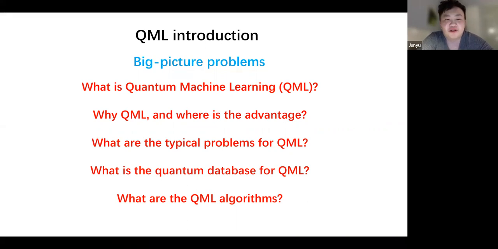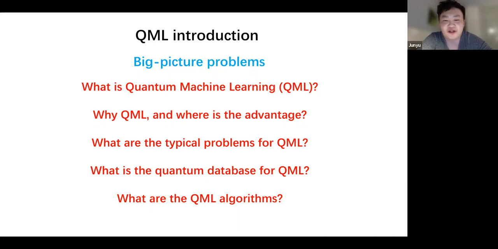Furthermore, why do we use quantum machine learning and where is the quantum advantage? Why don't we use classical machine learning instead, or what's the difference between quantum and classical? And also, what are the successful examples or typical problems for quantum machine learning that we need to solve?